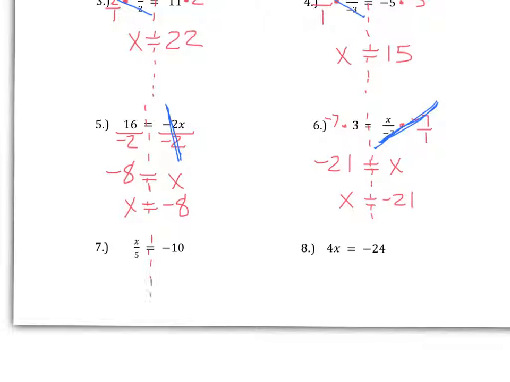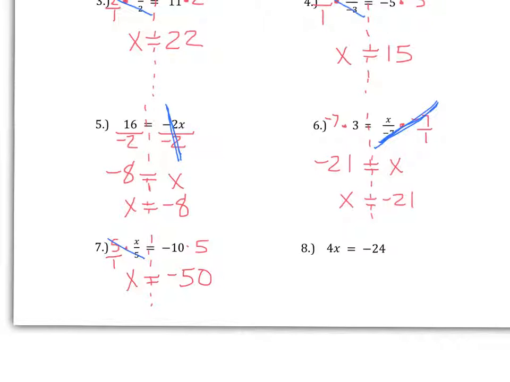Split the problem. Original problem has division. Opposite of division, multiply by 5. Do it on both sides. Since this side has a fraction, I'm going to write 5 over 1. Cancel. I'm left on this side with an x. On the other side, a negative 10 times a 5 is negative 50.